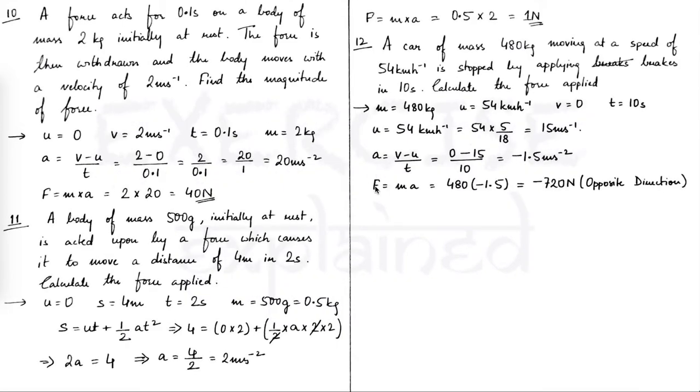Now we would be doing F is equal to m into a. So mass was given as 480 kilos in the question. So I write it as 480 into a, we just got it as minus 1.5. So I substitute minus 1.5, and we get this as minus 720 Newton.